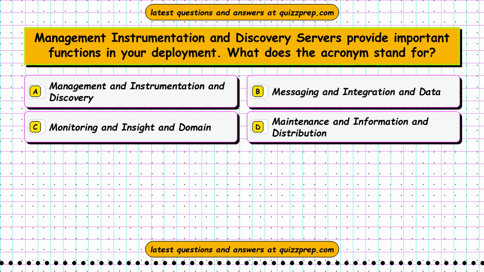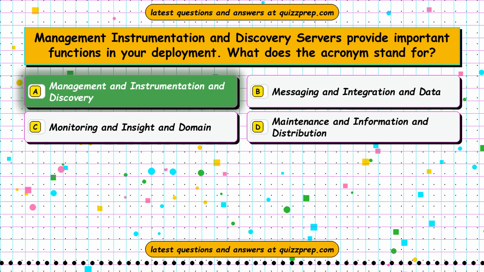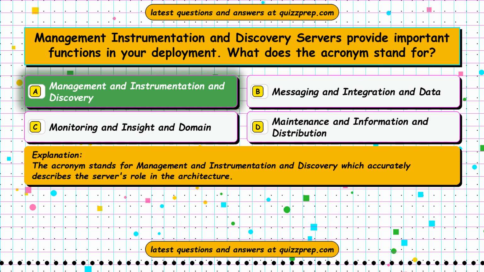What does the acronym stand for? Option A, Management and instrumentation and discovery. Option B, Messaging and integration and data. Option C, Monitoring and insight and domain. Option D, Maintenance and information and distribution. The correct answer is option A, Management and instrumentation and discovery. The acronym stands for Management and Instrumentation and Discovery, which accurately describes the server's role in the architecture.